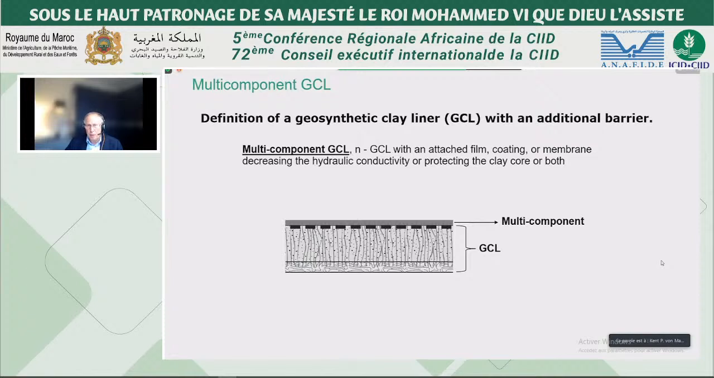Other materials which can be used are multi-component GCLs. It's basically you're adding a very thin polyethylene membrane on top of the geosynthetic clay liner, and you're now combining the two advantages of a polymeric material with a clay liner, basically getting something like a double-lined system.